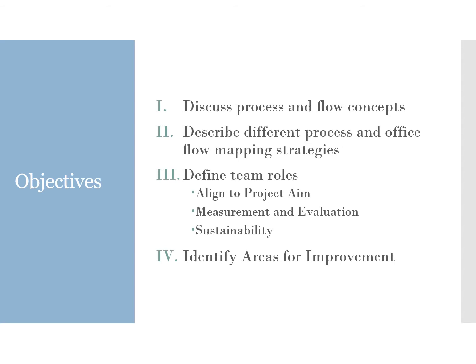There are a couple things that we'll be covering. We'll look at process and flow concepts and the different process and office flow mapping strategies that can be used and the ones that we suggest that you use for this project, and figure out how those fit in with respect to your team roles, aligning this with the project and practice aims. Measurement and evaluation, as that's a key thing to have layered in here throughout this initiative and as you move from testing and implementation onto sustainability. And then identifying areas for improvement as a whole, and then for you to think about that and reflect as practice-specific areas for improvement.